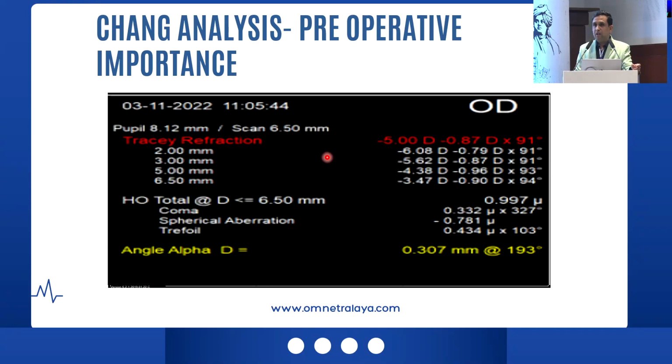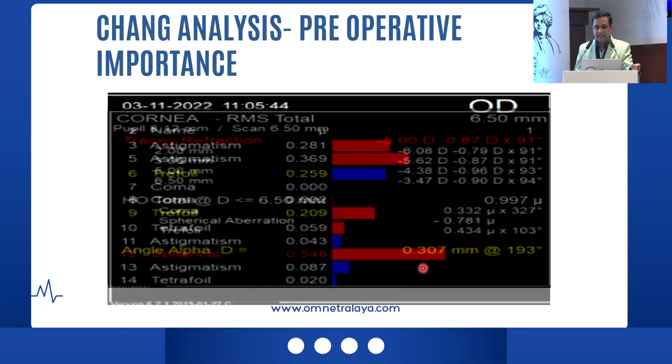And it is also color coded. Anything that comes in the red color clearly indicates that it could not be corrected optically, so it has to be corrected surgically. Here they are showing the total higher order aberrations, total. And in the bottom they are showing angle alpha. Angle alpha is more important in cases of these premium lenses.